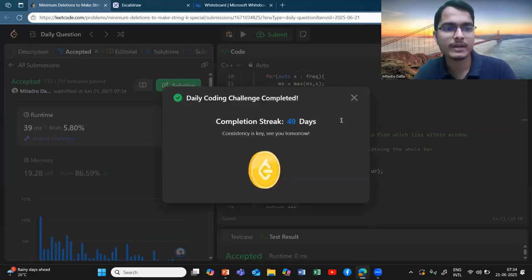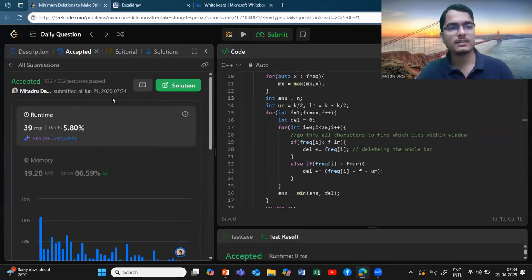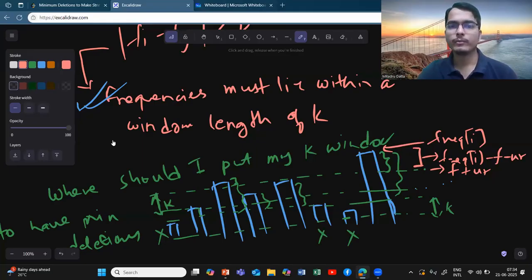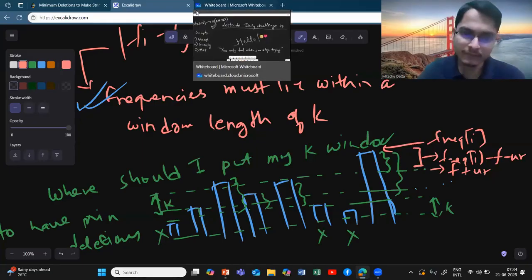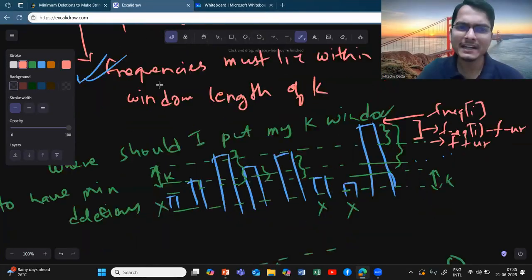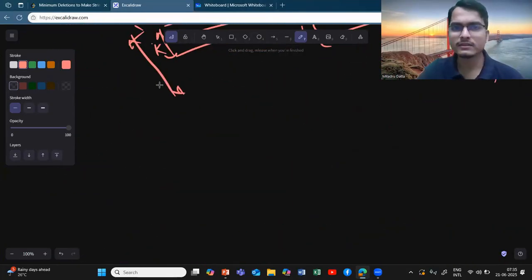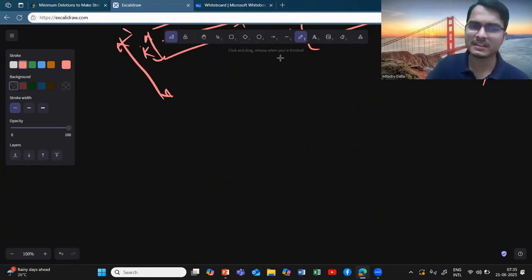We have accepted, but you see our runtime complexity is not so good. So what can you do here to improve? If you see a little bit different approach, not the same one, almost the same one, right?